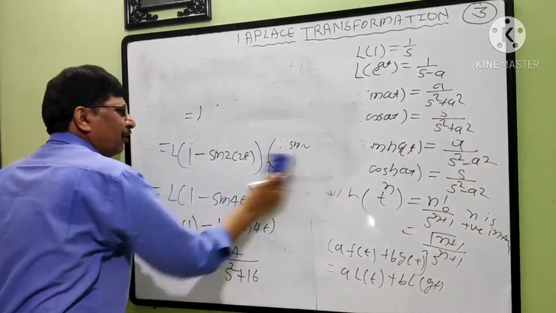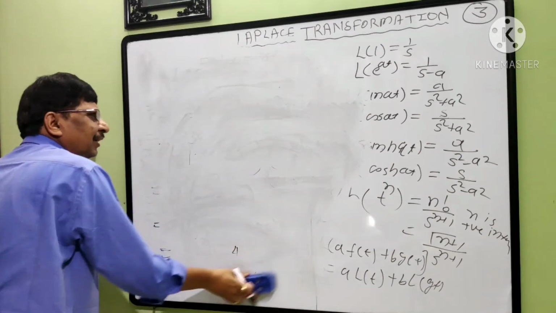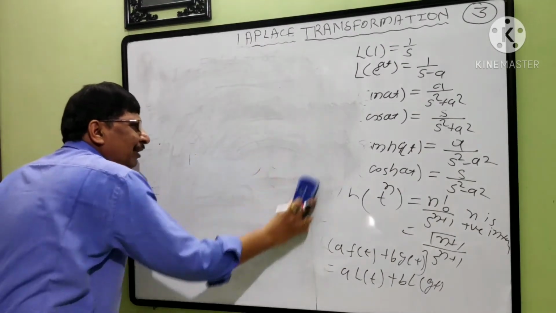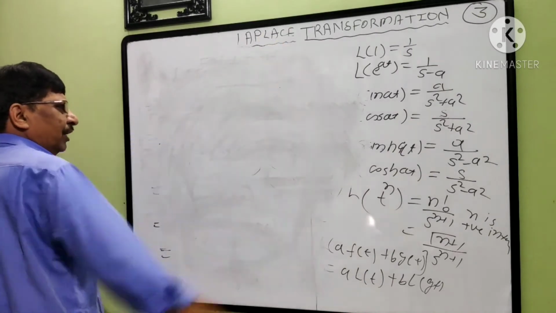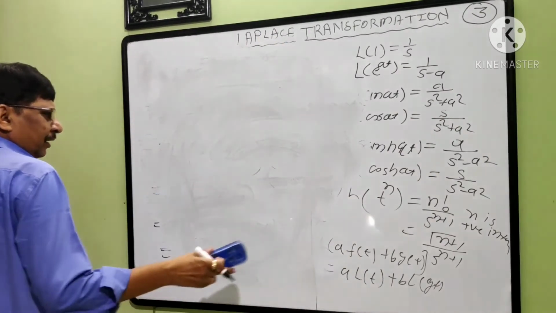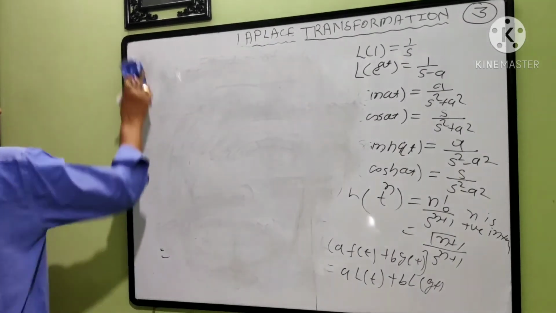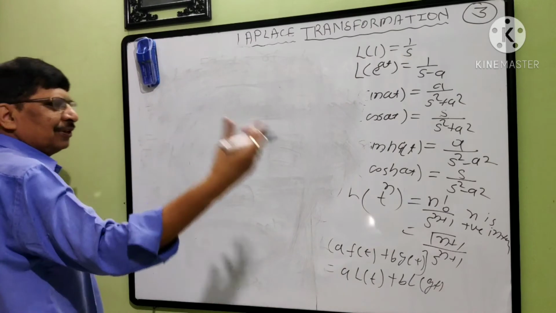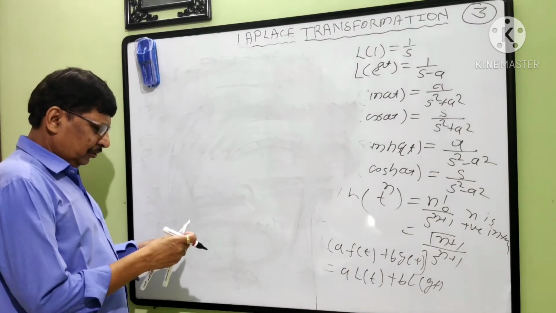That means if you are given any problem on Laplace transformation, we have to convert the given function in terms of these functions only: e raised to at, sin, cos, sinh, cosh, t raised to n. Then you can find the answer with the help of the linear property. Linear property means addition and subtraction we can separate, and constants we can take outside.